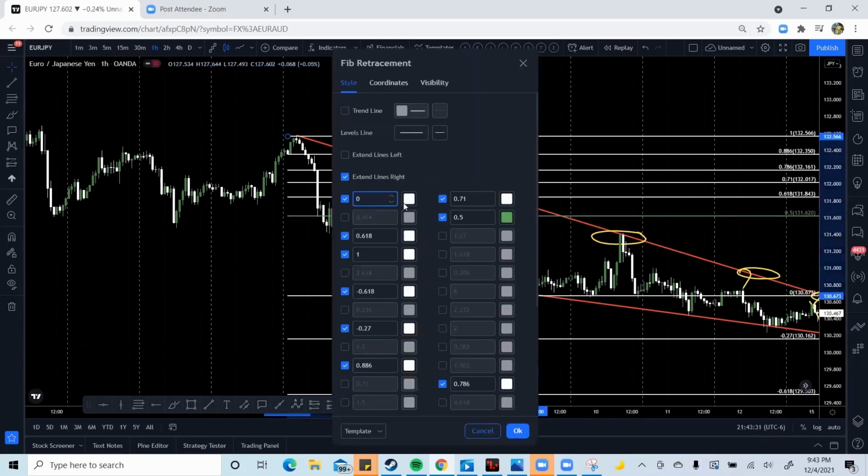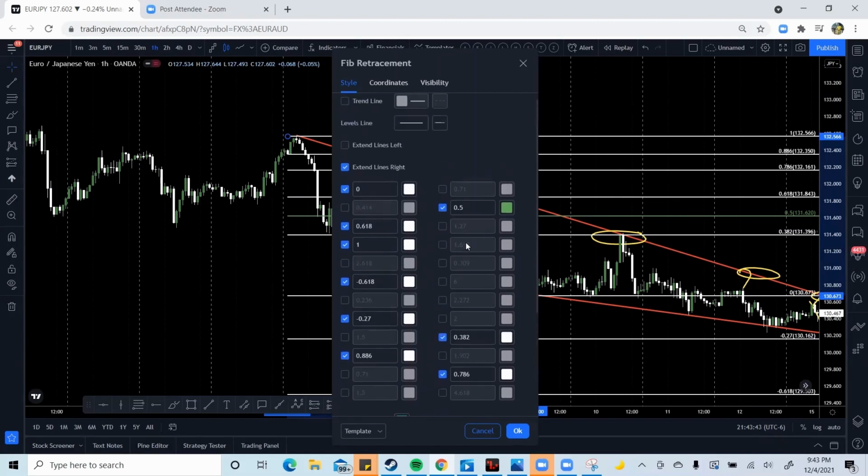And then we're going to take this away. That's a custom one that I like to use. And then there is one more, it's like the 23.6, but I don't really use that. So like 0.236. I don't really use that Fibonacci level too much.